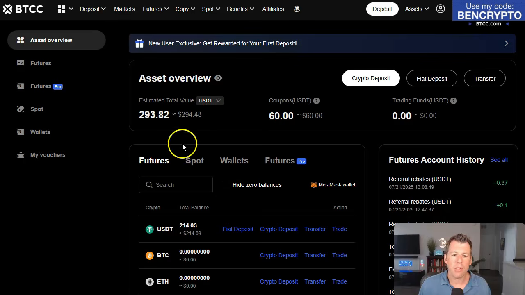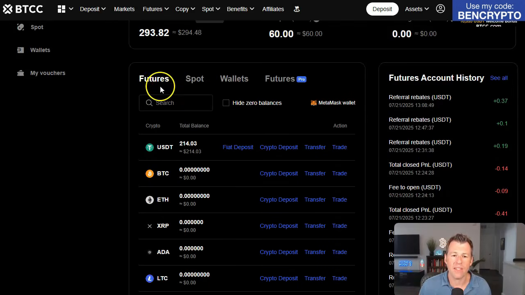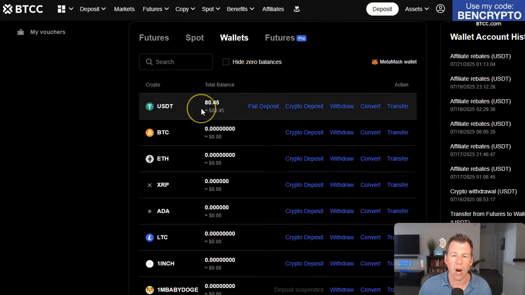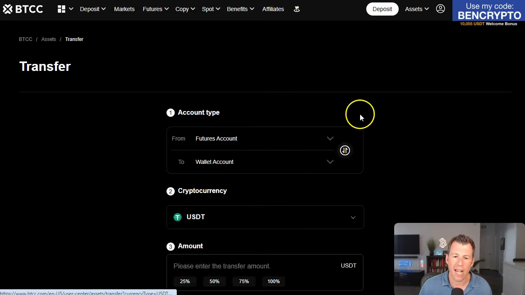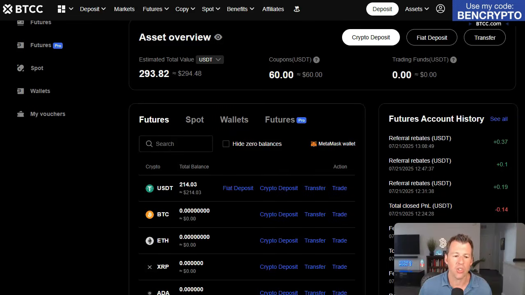And one last point about spot and futures trading. When you want to do that, you need to make sure your money is in either your futures account if you want a futures trade, or your spot account if you want a spot trade. When you first make deposits into BTCC, it goes into your wallet account. So like right now, this $80 I have in my wallet, I wouldn't be able to trade. I have to first click transfer, and then transfer from my wallet account to my futures or spot account, depending on what I want to do. Then I can start trading it.